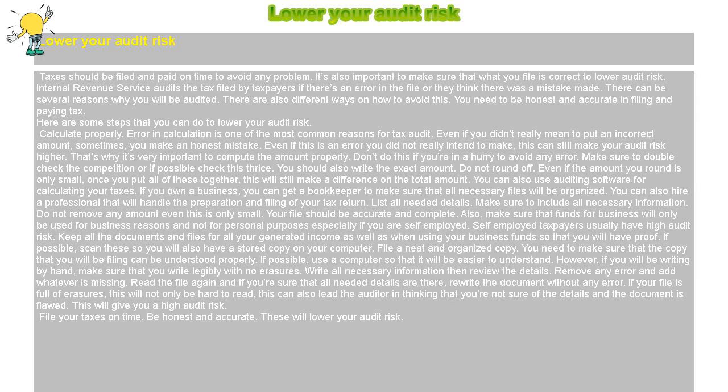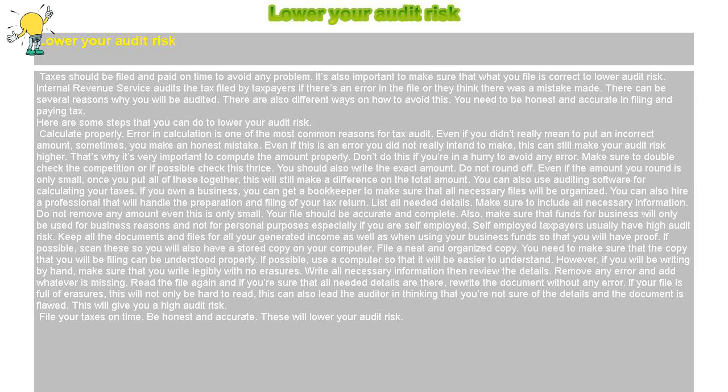File a neat and organized copy. You need to make sure that the copy that you will be filing can be understood properly. If possible, use a computer so that it will be easier to understand. However, if you will be writing by hand, make sure that you write legibly with no erasures.